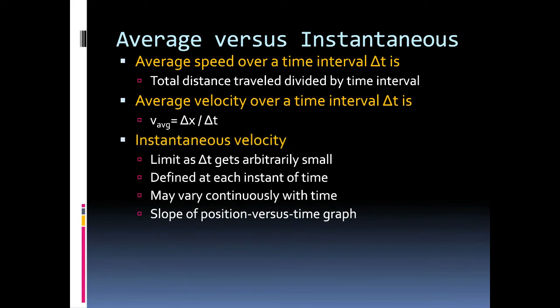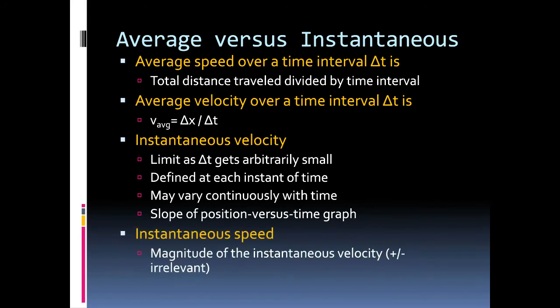Instantaneous velocity, it's a limit as change in t gets arbitrarily small. It's defined at each instant of time, may vary continuously with time. It's also the slope of a position versus time graph. You're looking for the slope of that tangent line.